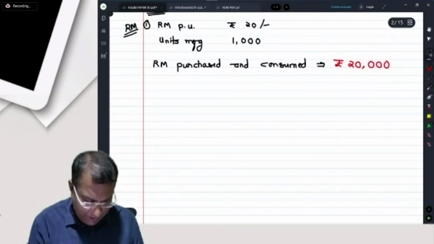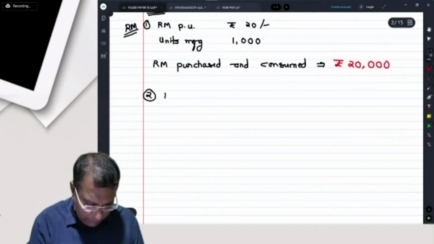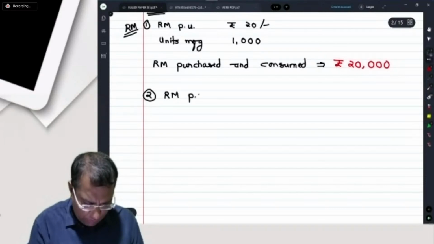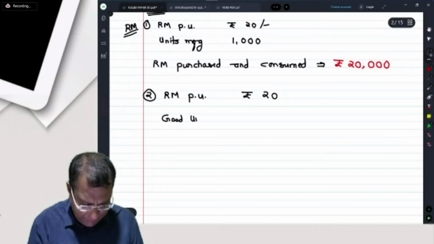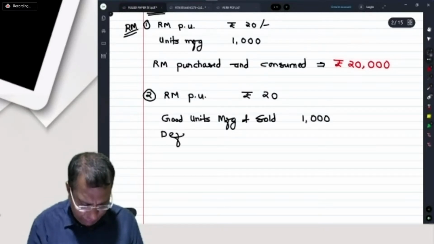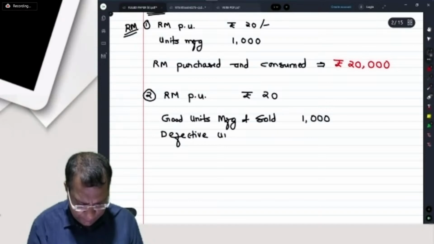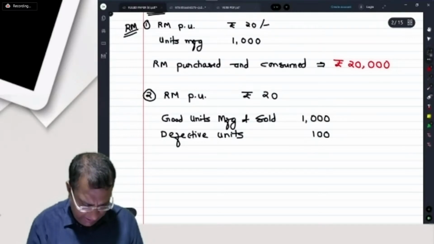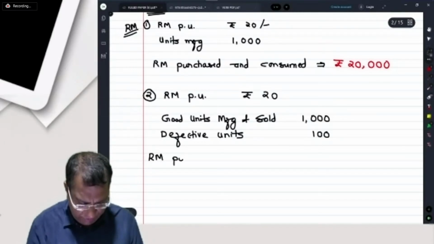Okay. Question number 2. Same thing. I am repeating. Raw material per unit is rupee 20. Good units manufactured and sold 1000 units. Defective units, it's 100. Tell me the raw material purchased and consumed.